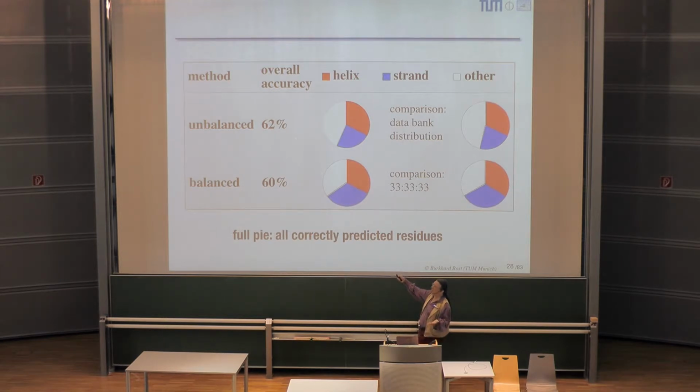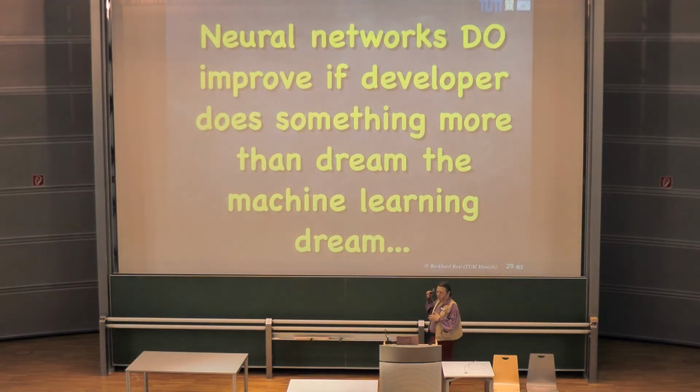Overall, for the Q3, that simply measures how many residues are correctly predicted in either of 3 states. Overall, this one was better. But clearly, this is more of a local effect. So the statement here is that neural networks do better if you understand your problem. This one was relatively easy.